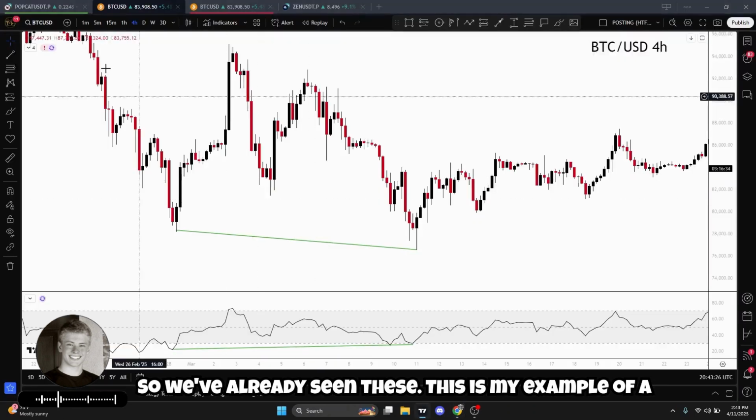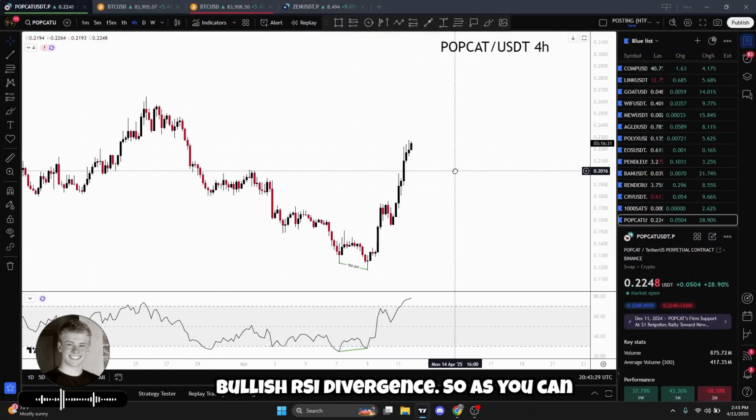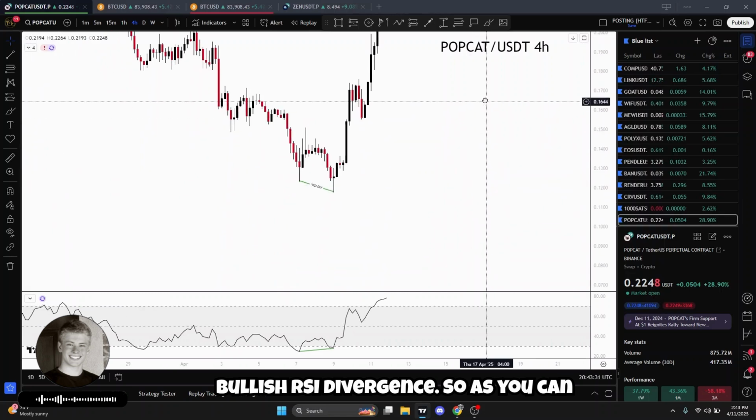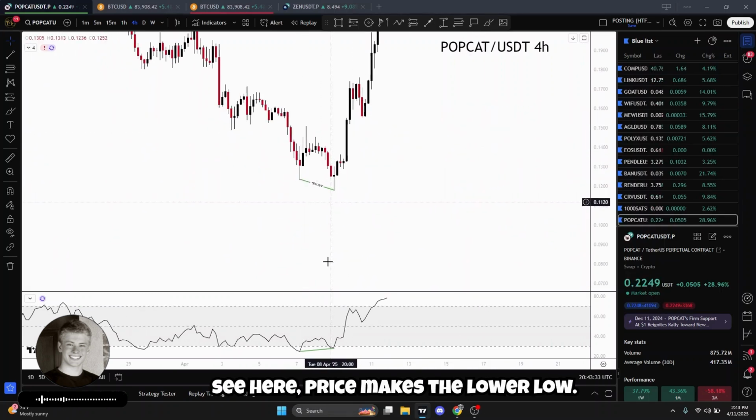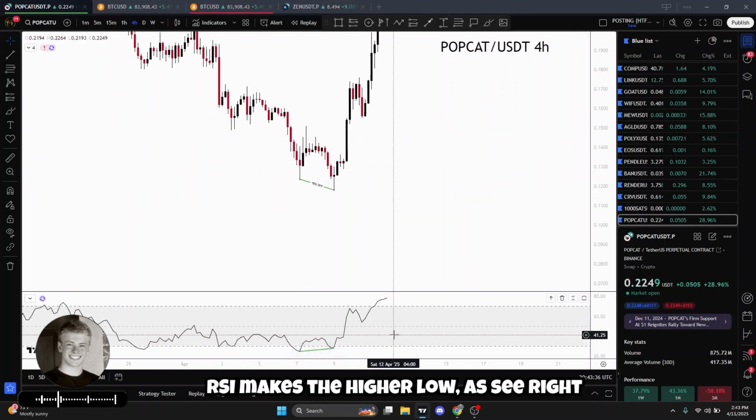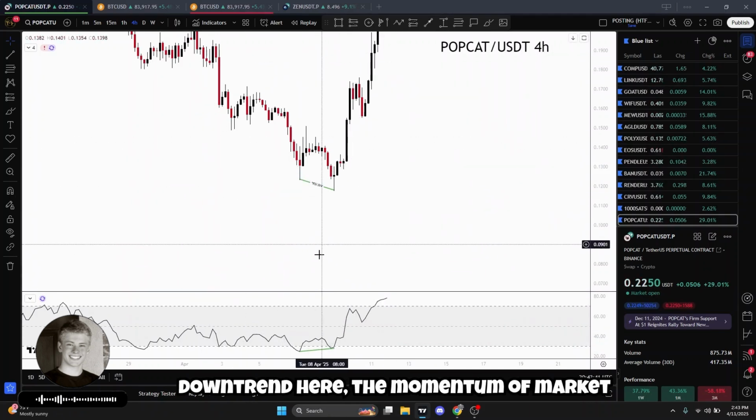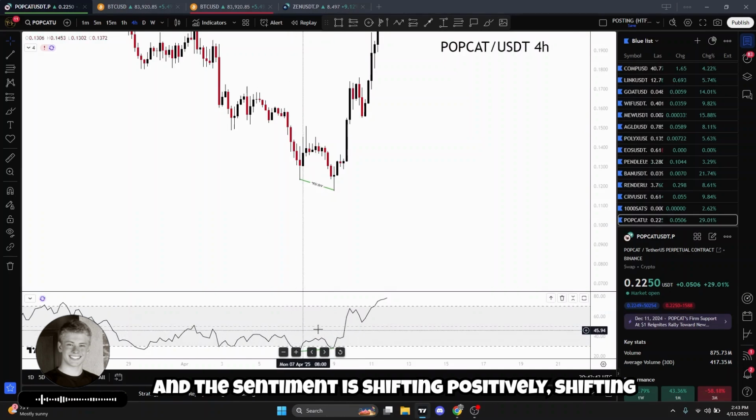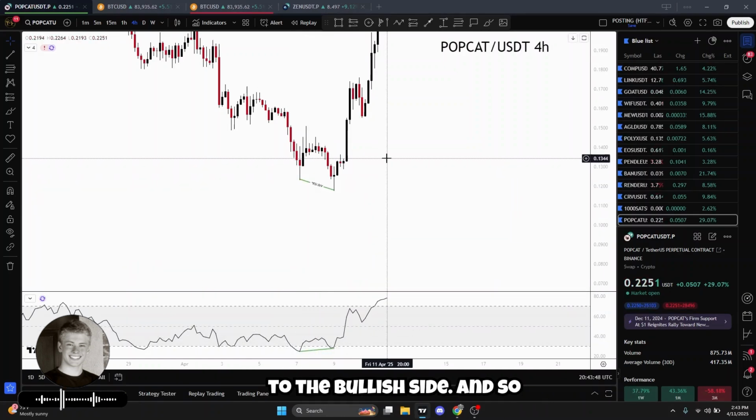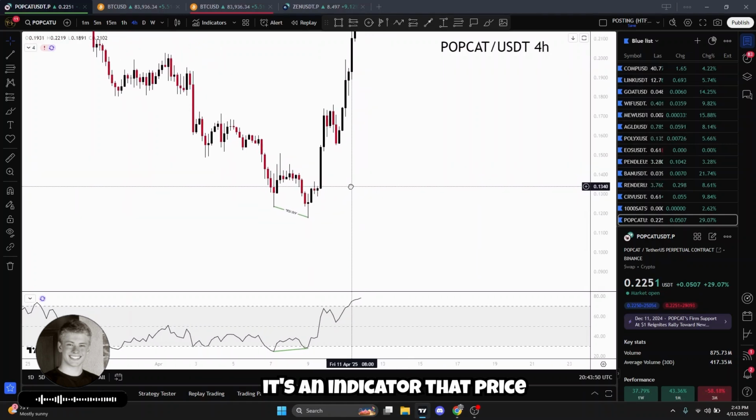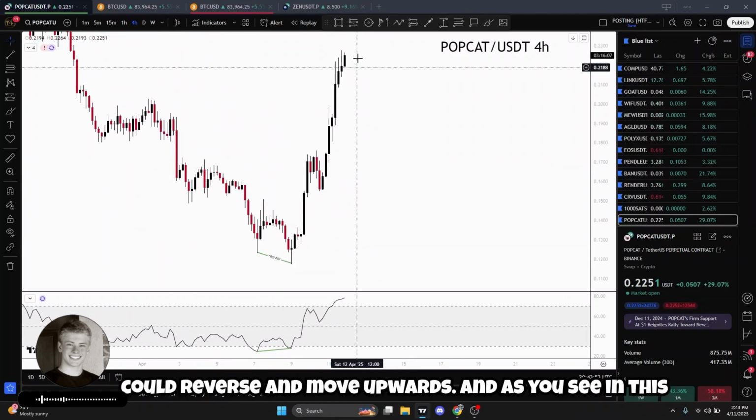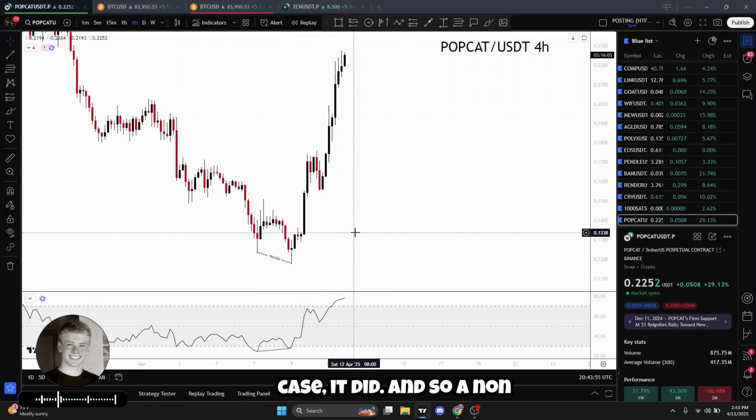So with that being said, this leads us to the examples portion. We've already seen these. This is my example of a bullish RSI divergence. As you can see here, price makes the lower low, RSI makes the higher low. That is indicating that this downtrend, the momentum of the market and the sentiment, is shifting positively, shifting to the bullish side. It's an indicator that price could reverse and move upwards. And as you see in this case, it did.